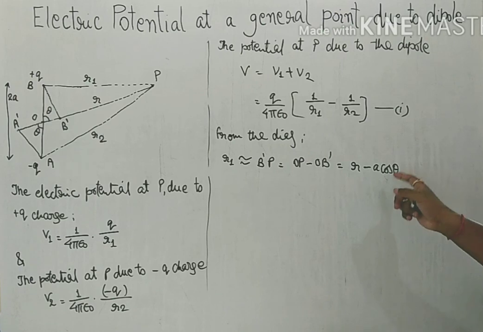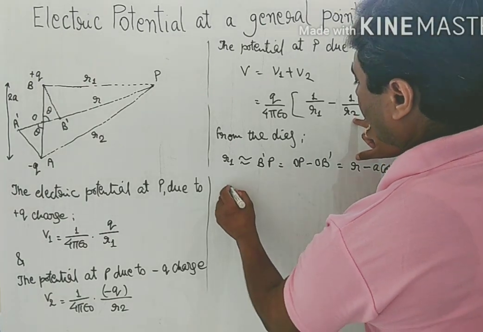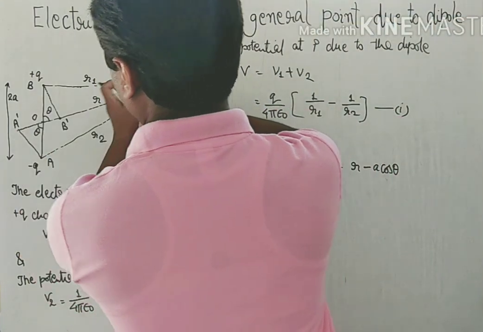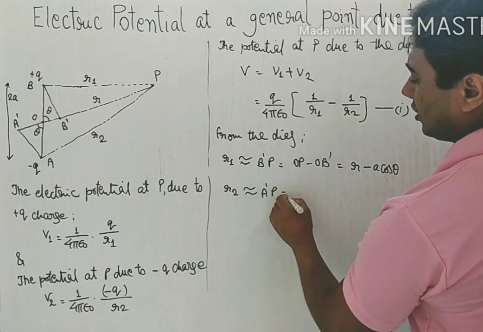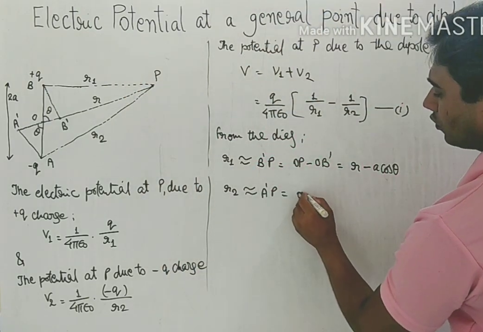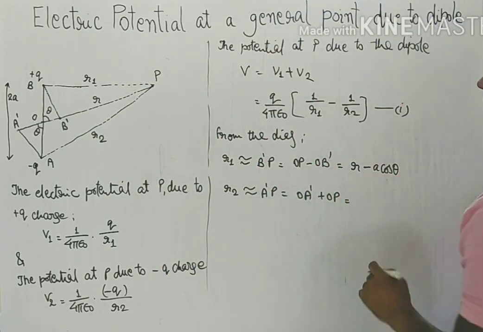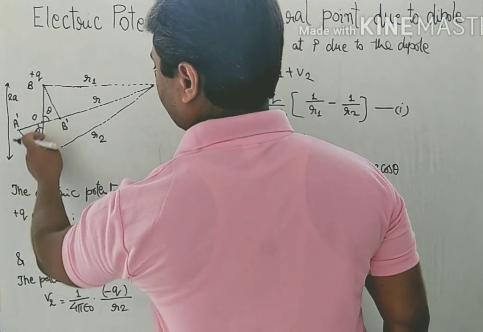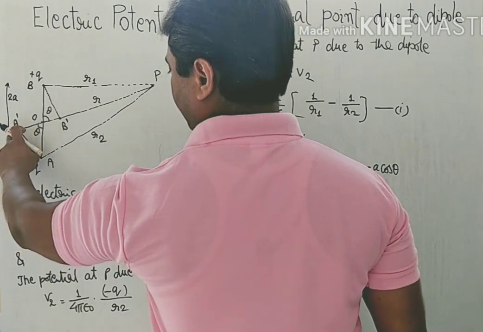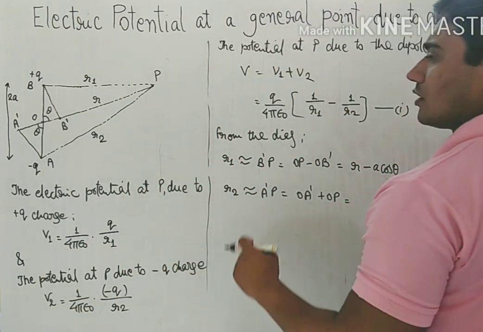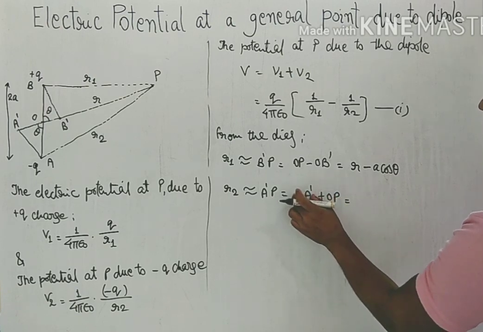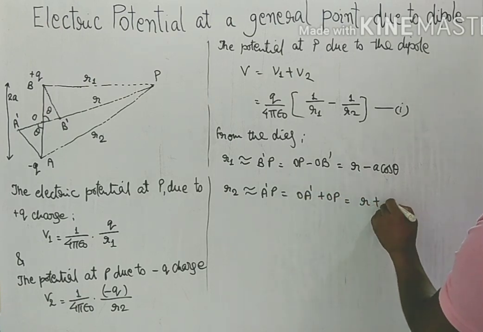Similarly, in the same way, R2 is nearly equal to A dash P. And A dash P will be OA dash plus OP. Taking this right angle triangle with this base, hypotenuse and perpendicular, find again the cosine, so OA dash will be a cos theta. So you write r for this and a cos theta for this. This will give you R plus a cos theta.